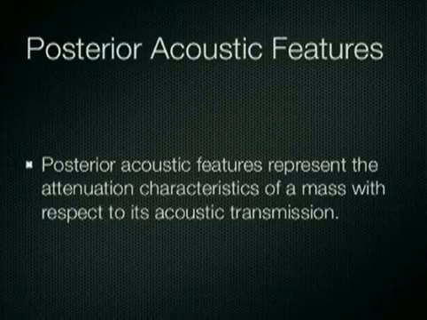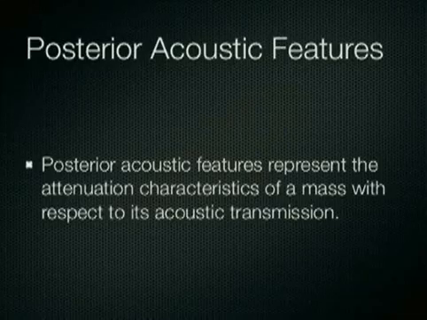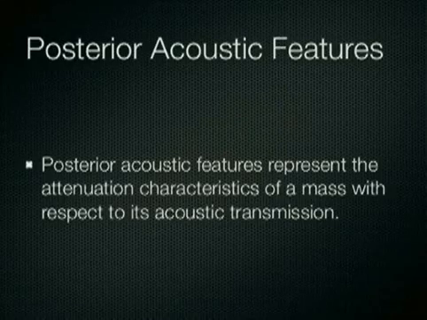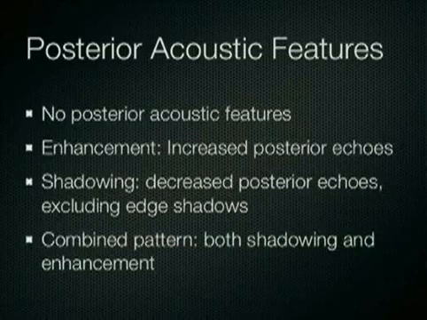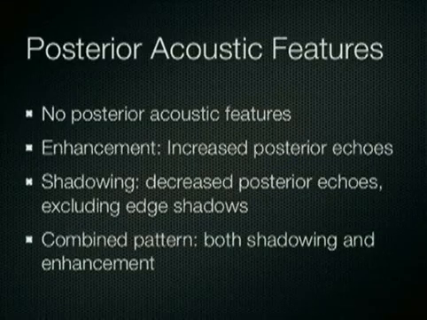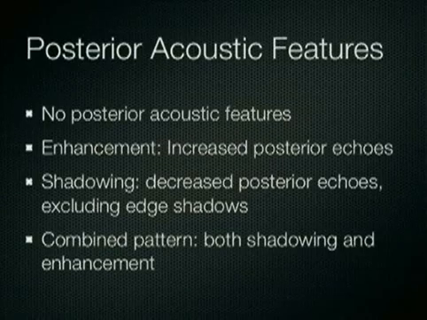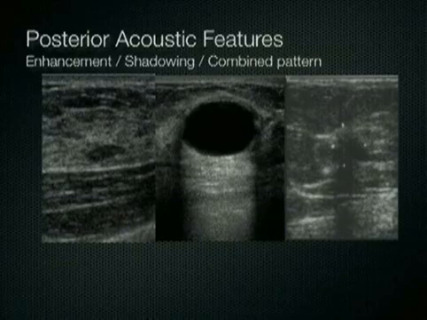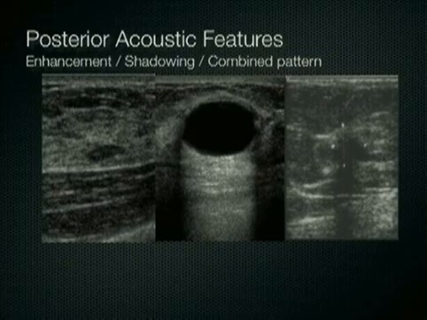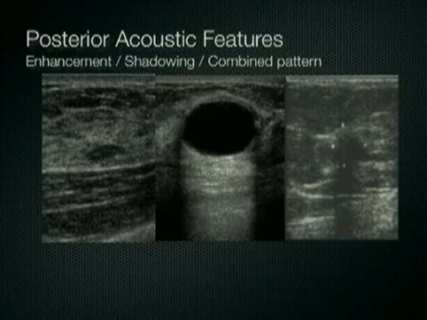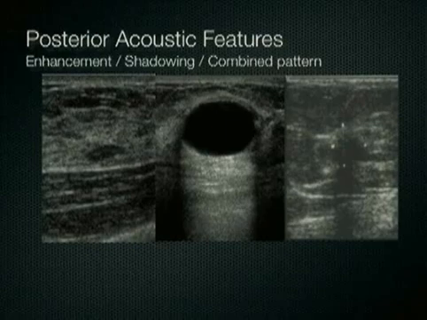Posterior acoustic features represent the attenuation characteristics of the mass with respect to acoustic transmission. Lesions may show no posterior acoustic features, or they may show enhancement with increased posterior echoes or shadowing with decreased posterior echoes, or they may show a combination of both shadowing and enhancement. On the left, a small lesion is seen without any acoustic features. In the middle, typical enhancement with a cyst, and on the right, shadowing associated with a catheter.